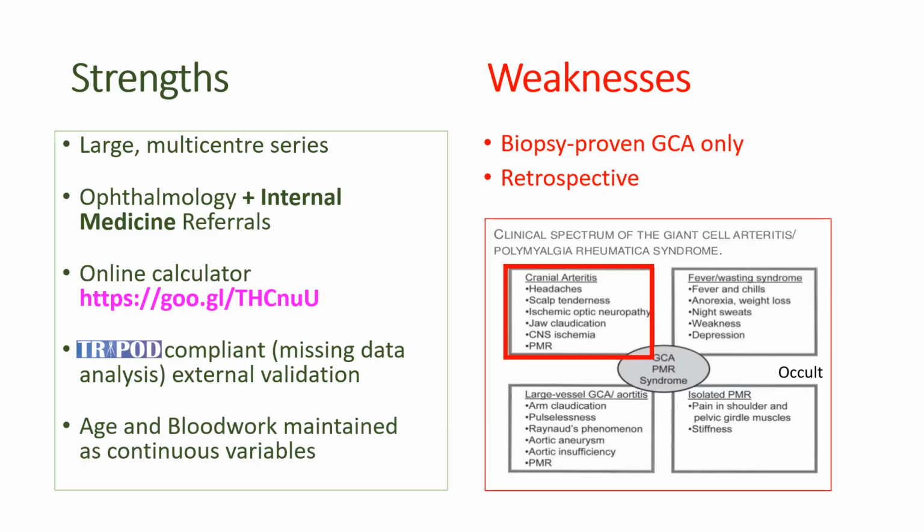The potential weaknesses of our study include that it is confined to biopsy-proven giant cell arteritis, its retrospective nature, and an inability to recognize the full spectrum of giant cell arteritis presentation. The strength of our model includes its large size, generalizability to internal medicine, its online calculator, and compliance with the TRIPOD guidelines for the transparent reporting of multivariable prediction models for individual diagnosis.